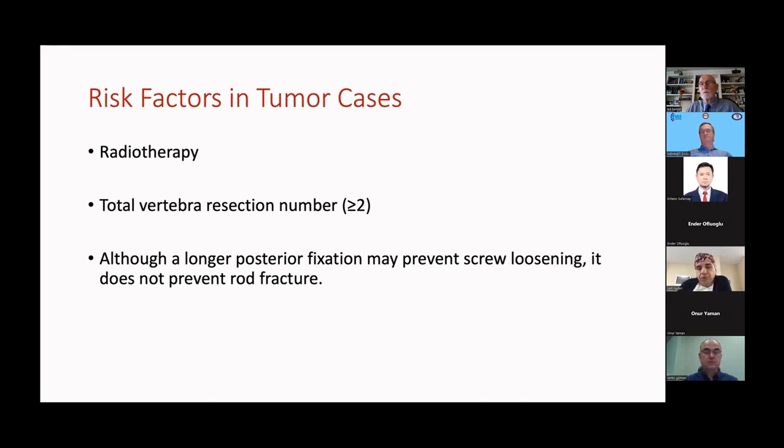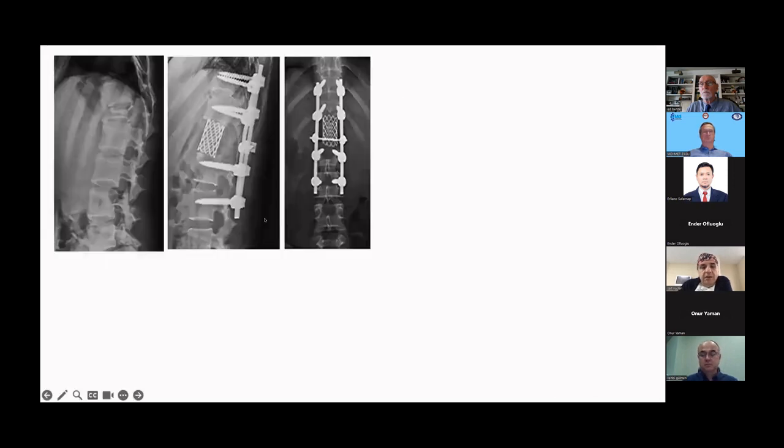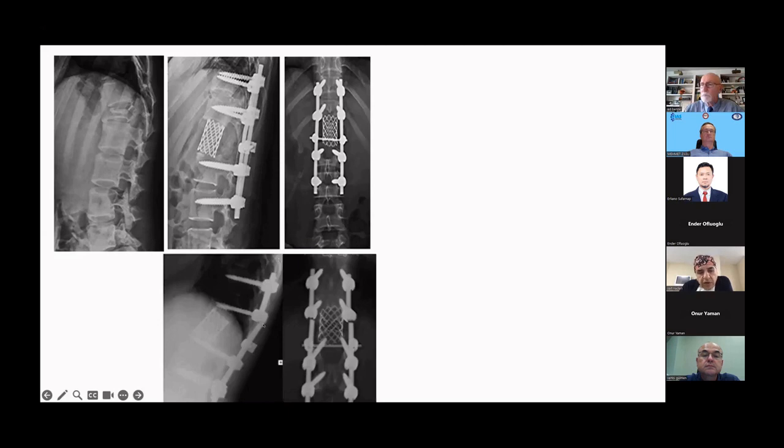Also, a longer posterior fixation may prevent screw loosening. It does not prevent rod fracture. I would like to show you some cases. For example, here we have a tumor, and after resection of the vertebral body and some parts of the posterior vertebral structures, we perform reconstruction using a cage and 2-level above, 2-level below. But with time, we experienced rod fracture. So, what to do in these cases?